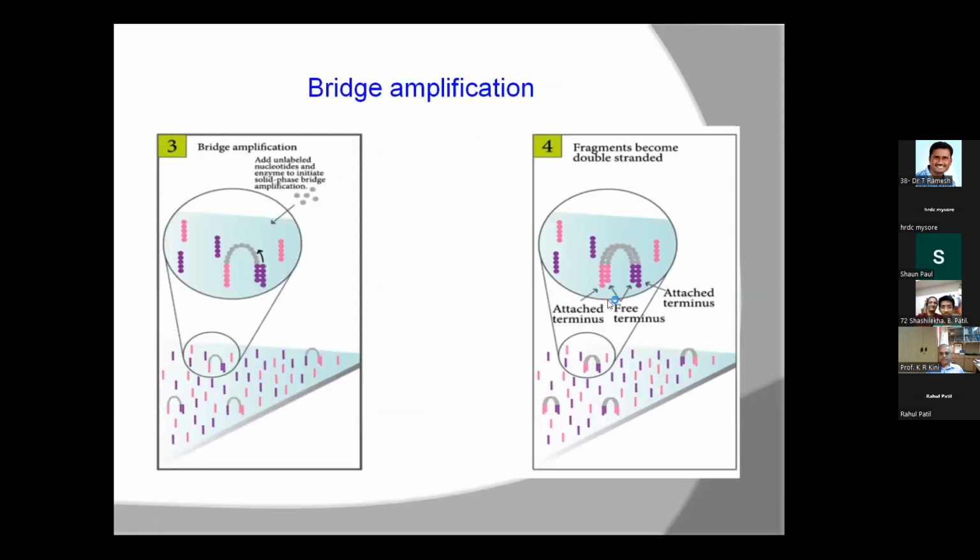So you start amplification, bridge amplification. First you add the unlabeled nucleotides and the enzyme to initiate. This is called solid phase bridge amplification. There is a bridge between the DNA and the primer here. So it binds, and this is the primer, and this is the adapter, which will anneal to that, and this primer is extended. So it extends like a bridge. The single-stranded fragment will become double-stranded. This will be happening throughout like that.